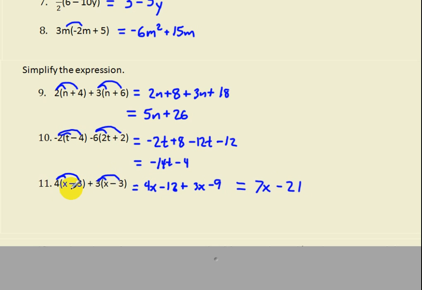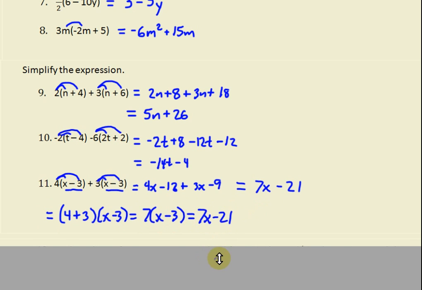There is another little trick we could have used. Notice that x minus 3 shows up both times. So we could actually distribute here or group a little bit differently and say that this is equal to 4 plus 3 times x minus 3, or in other words 7 times x minus 3, which is still going to give us 7x minus 21. So either way.